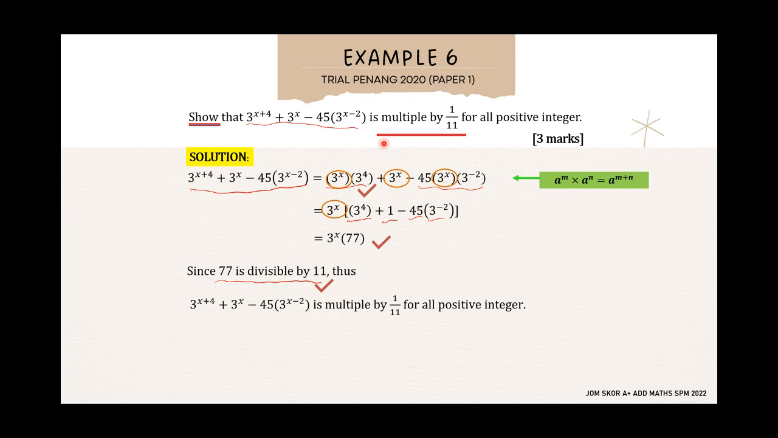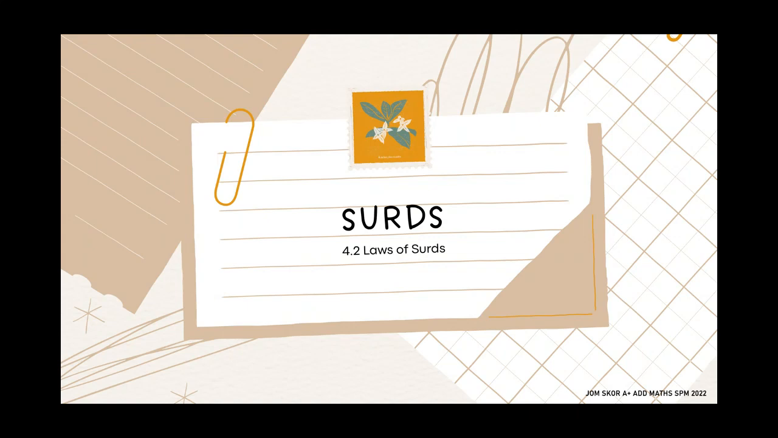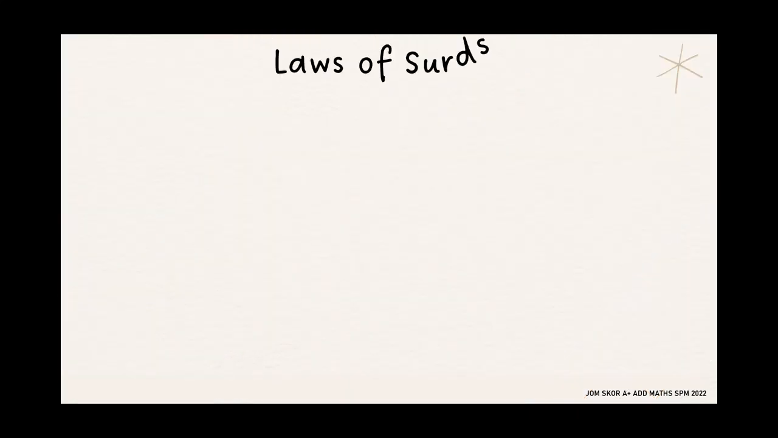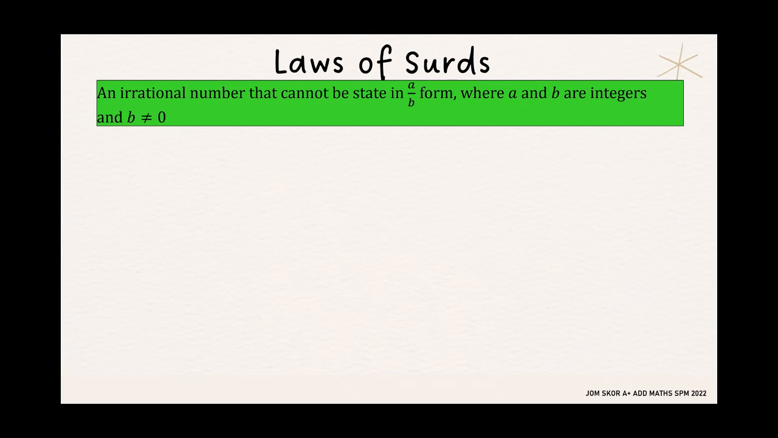Okay. So until now we have discussed 6 questions on this. From question number 1 until question number 6. Now, kita nak move on to second subtopic, which is surd. Okay. Apa itu surd? Surd is an irrational number that cannot be stated in fraction form. Tak boleh ditulis dalam bentuk pecahan, dalam bentuk A over B. Where A and B are integers and B cannot equal to 0.